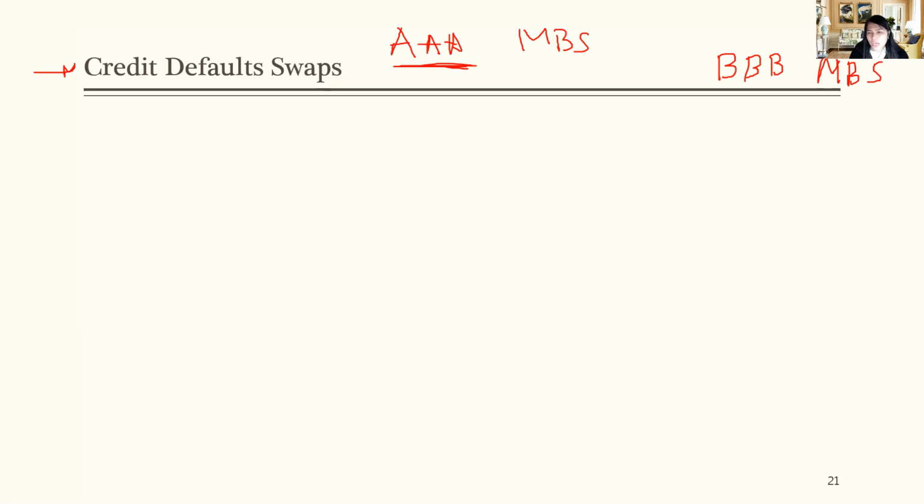So if I want to hedge the credit risk of this BBB mortgage-backed security, what I can do is I can buy a credit default swap. Okay, so a credit default swap is similar to an insurance contract written on mortgages. So the person that sells you the credit default swap is basically guaranteeing that if a default happens, if your borrower defaults, then they are going to pay back the loan to you.